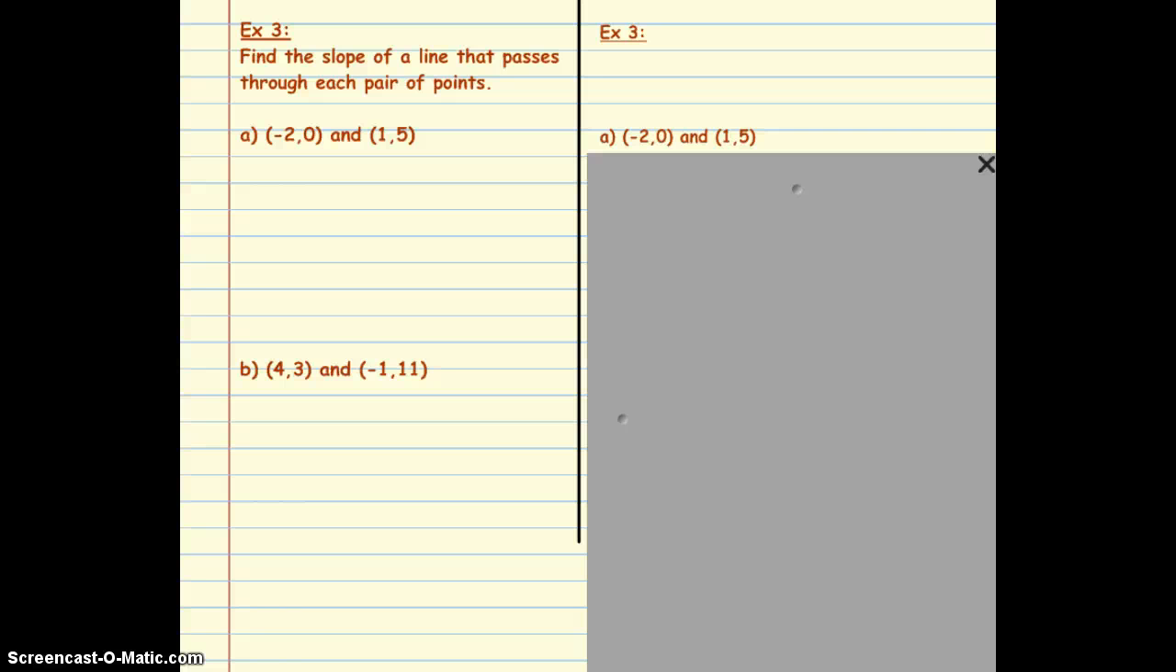Alright, let's move on to slope. Okay, again, slope is just like the rate of change, so we're going to find the slope through these pairs of points. Example A, we've got negative 2, 0, and 1, 5. Want you to stop the video, pause it, and see if you can get it all set up. Finding the change in y's over the change in x's. Our rise over our run.